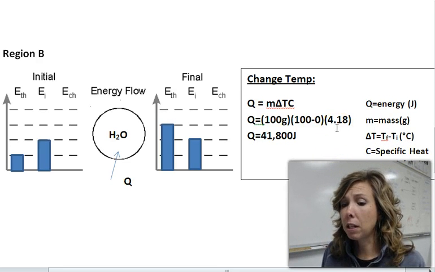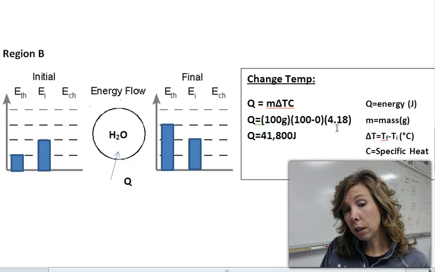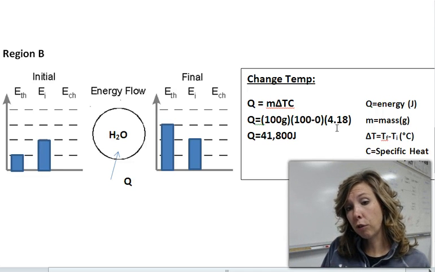So for water, that means that for every gram, for every 1 degree Celsius temperature change, it takes 4.18 joules of energy.